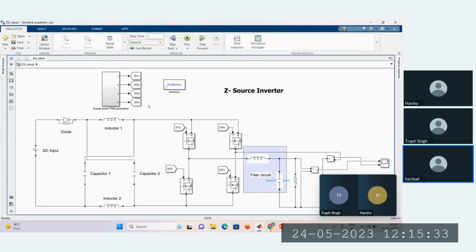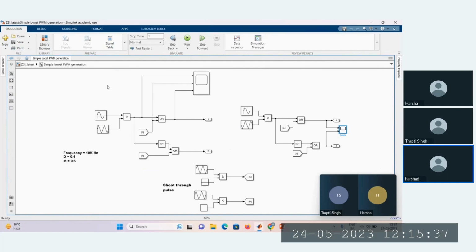For operating this inverter, I have used a simple boost pulse width modulation technique. In the simple boost pulse width modulation technique, I have used a sine wave as a reference wave and a triangular wave as a carrier wave. Now let me explain how the switching operations are occurring for switch S1 alone.